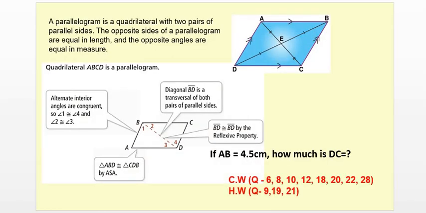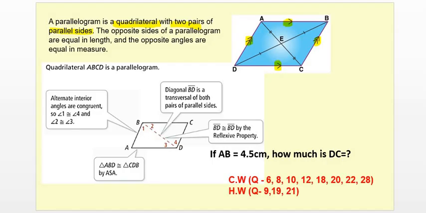So let's see what are some of the properties of the parallelogram. First of all, a parallelogram is a quadrilateral with two pairs of parallel sides. That means, as you can see here from the arrows, that this line AB is parallel to DC or CD, and similarly this AD is parallel to BC. The opposite sides of the parallelograms are equal in length and opposite angles are equal in measure.